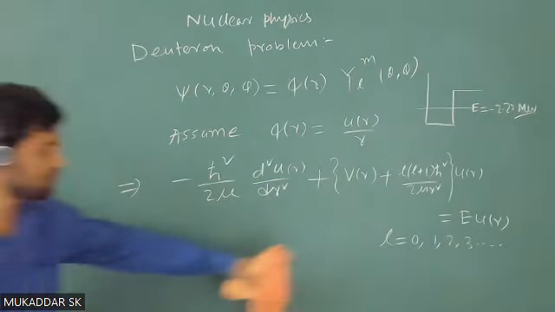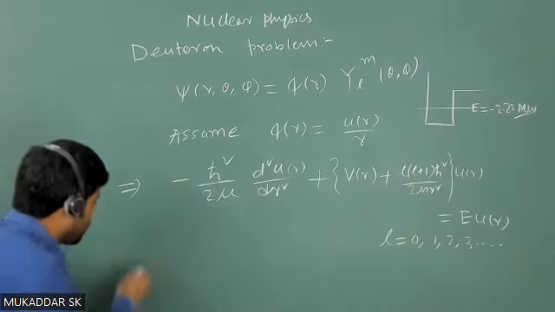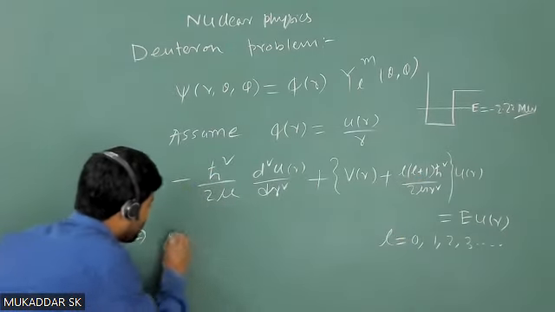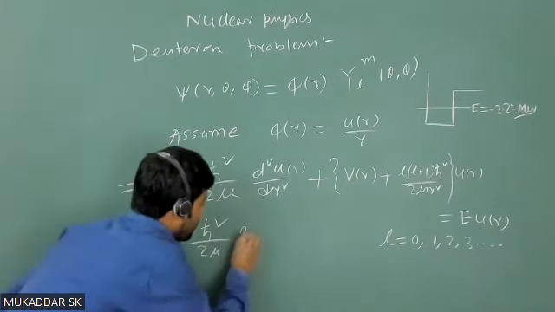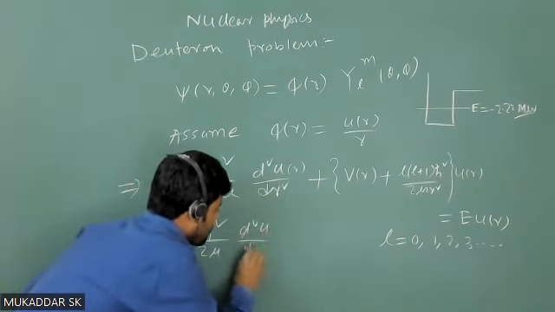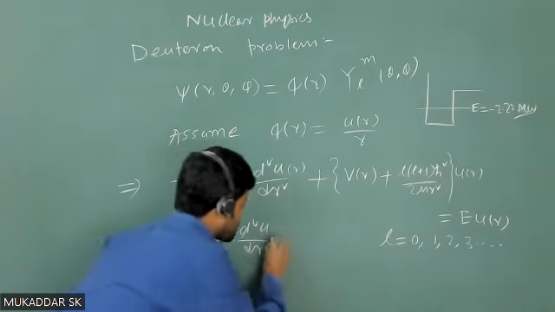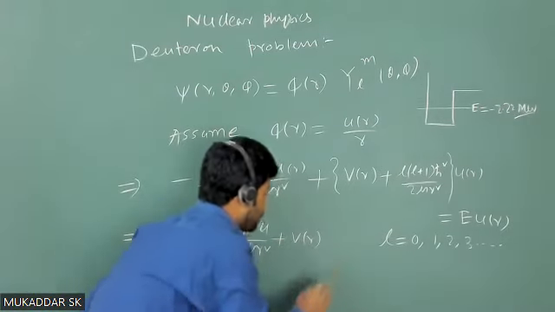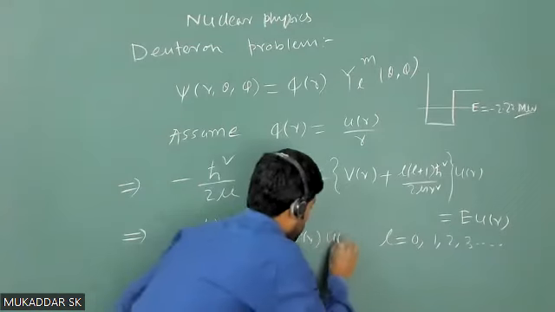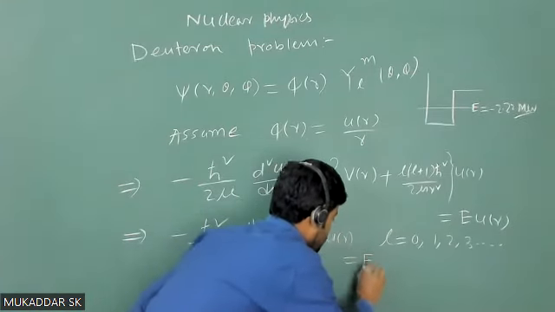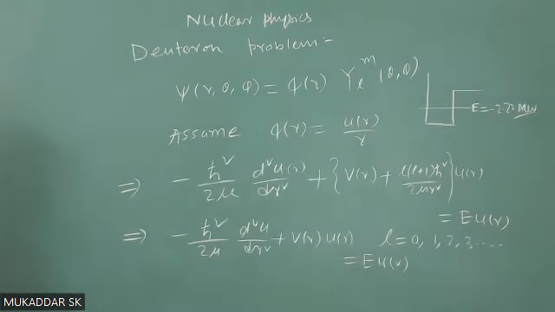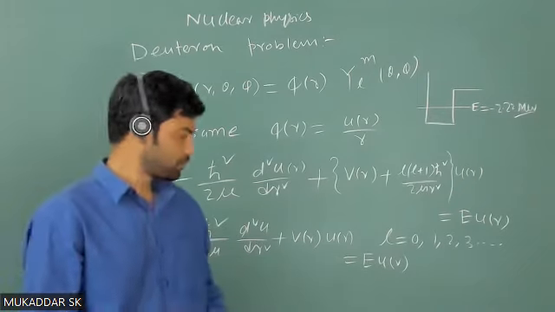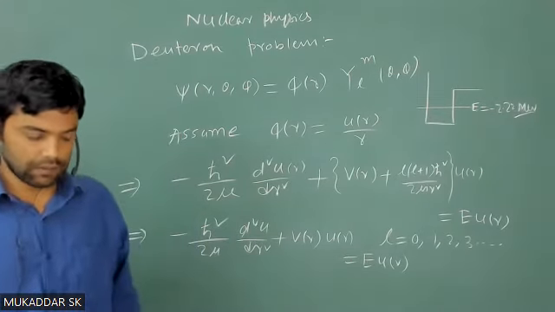So now if you substitute L equals 0, then your equation will reduce to h cross square divided by twice mu d square u by dR square plus V of R u of R equals E u of R. Right? Is this clear?